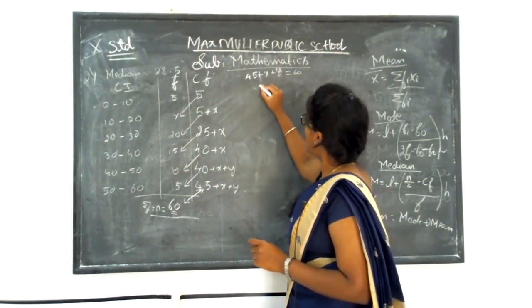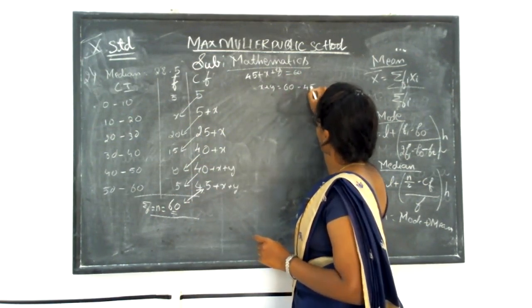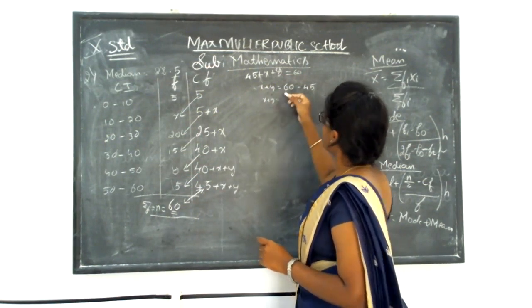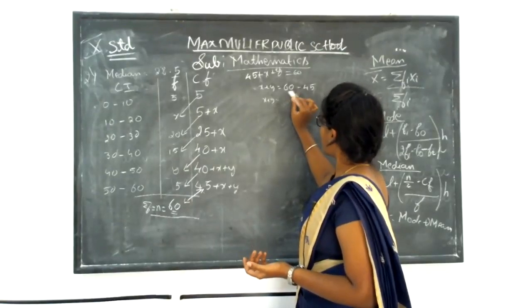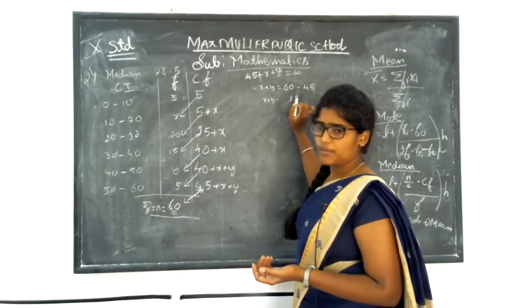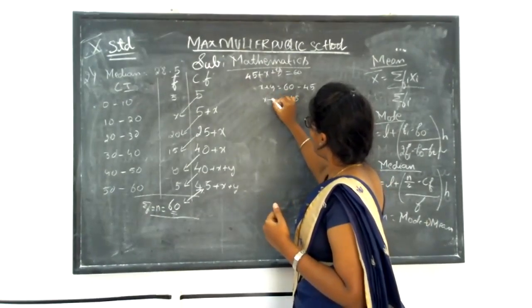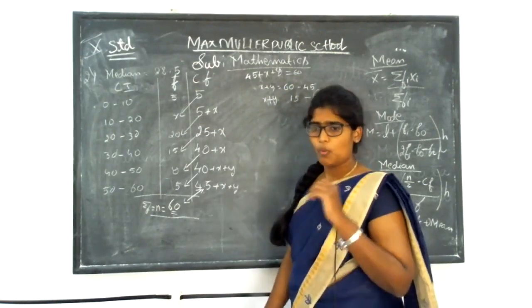So what happens? x plus y is equal to 60 minus 45. 10 minus 5 is what? 5 only. Then 5 minus 4 is 1, so 15. So what equation did you get? x plus y will be equal to 15. This is equation number 1.